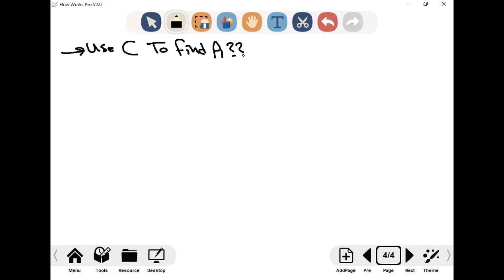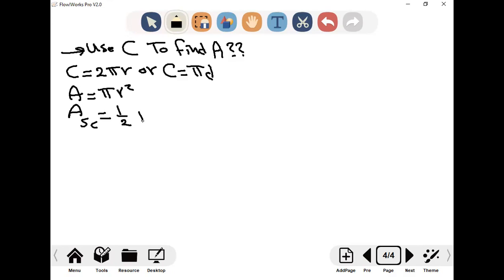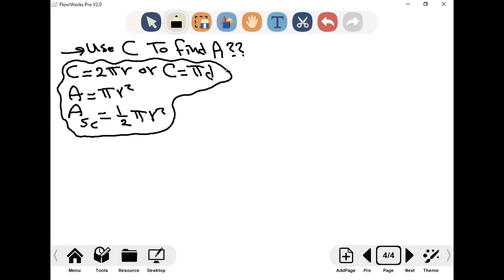Now, let's remember the formulas. The circumference equals 2 pi r, or the circumference equals pi multiply d, and the area of the circle equals pi r power 2, and the area of the semicircle is half pi r power 2. This is all the formulas which we talk about for the circle, right? And don't forget that the radius is the diameter divided by what? By 2. Right? This is all what we talk about.